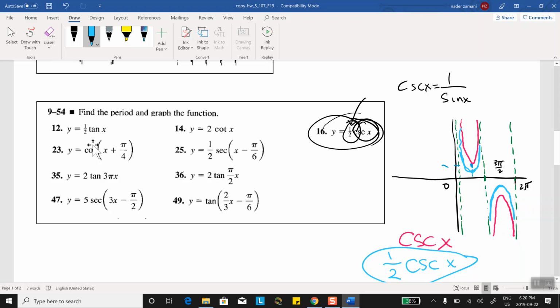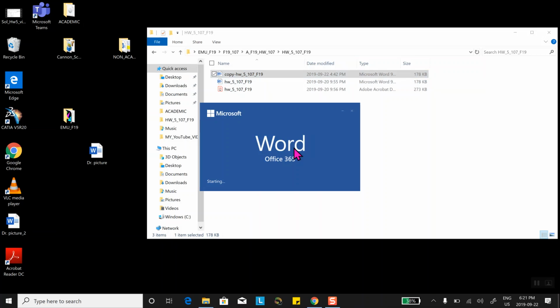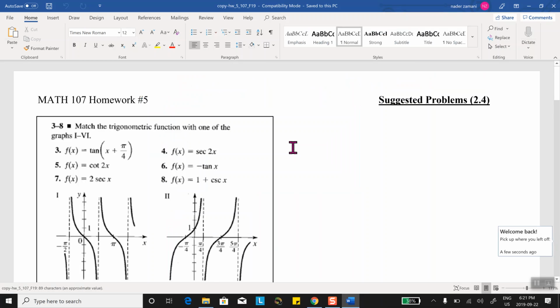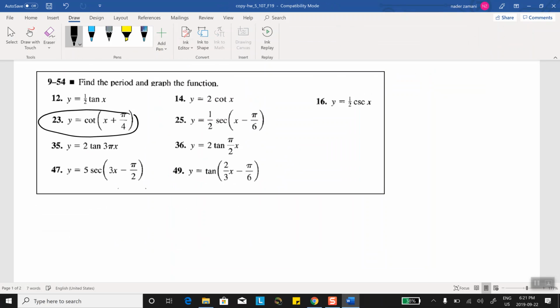Okay, let's go to number 23. I'll close this, open it up again. This is what we're interested in. I'll write it here. Cotangent of x plus pi over 4. If we did not have this plus pi over 4 and we only had cotangent of x, it was done in class, it's in the book, and you did it earlier today in video segment 1. All this thing does is shifts it to the left by pi over 4.